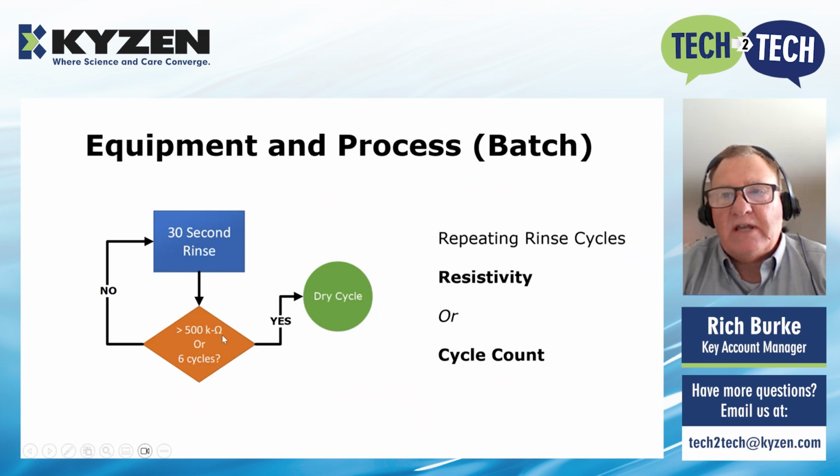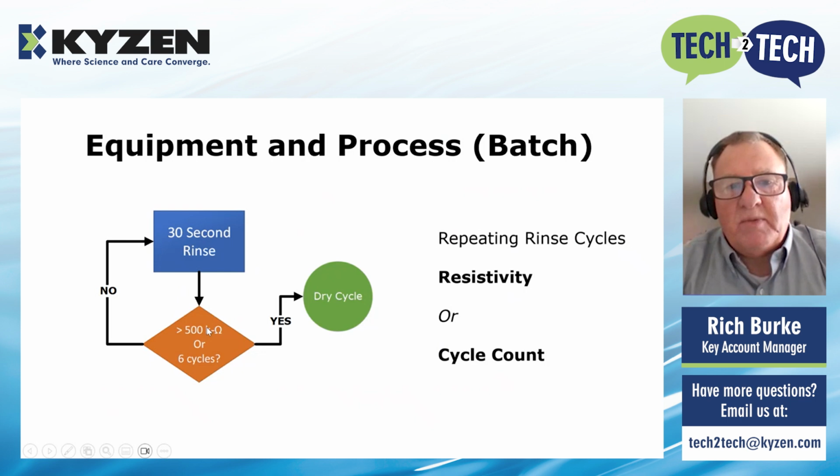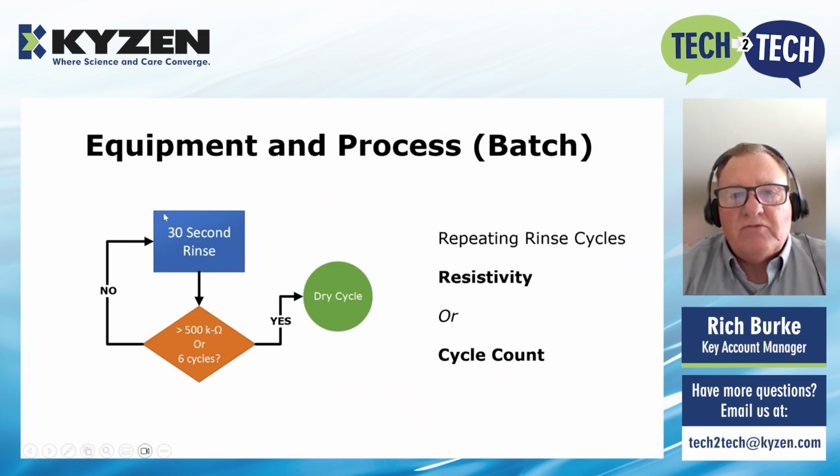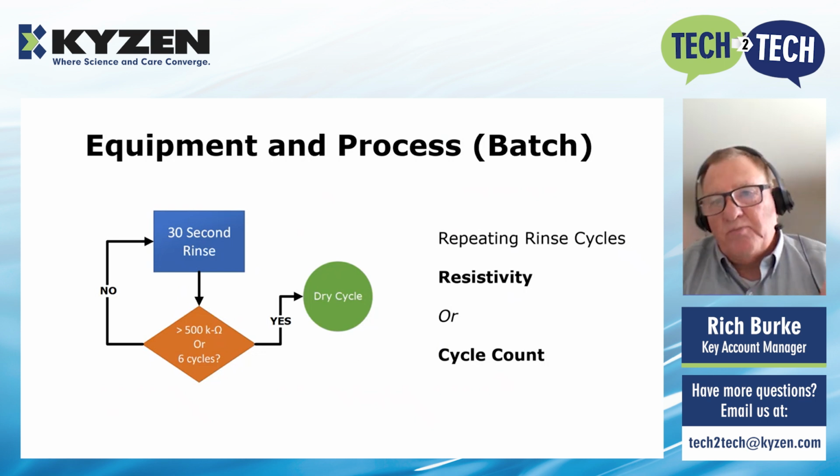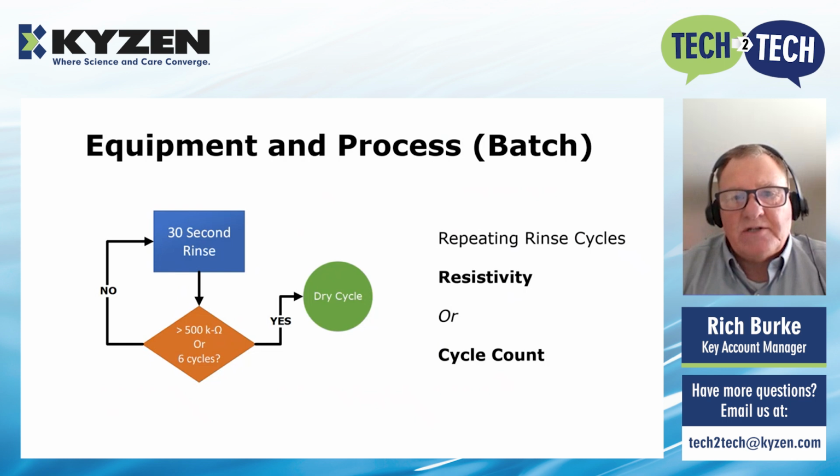So if it never gets to 500 k ohm, but it's 6 cycles, it would end. Or if after the third cycle it gets to above 500 k ohm, it would end the rinse and move on to dry. So just a different way of accomplishing a successful rinse process, batch to inline or inline to batch.